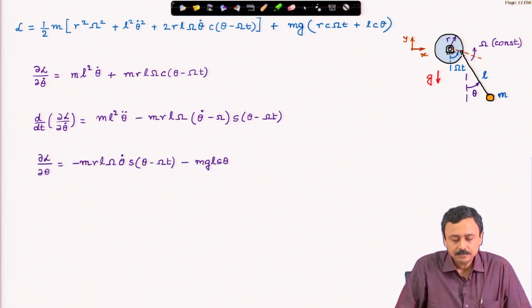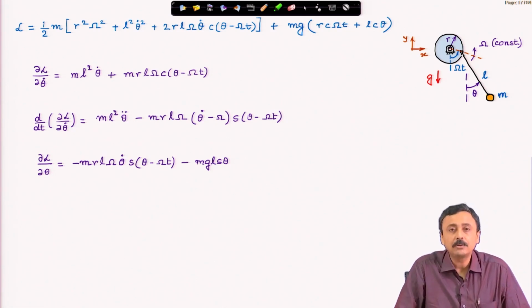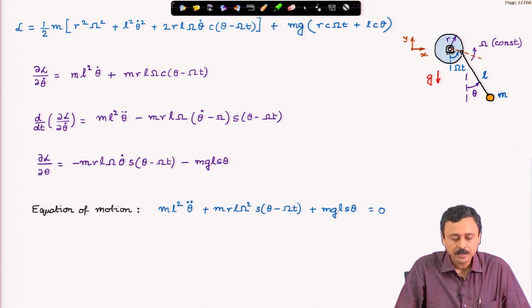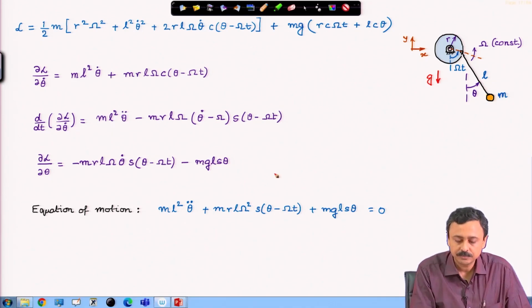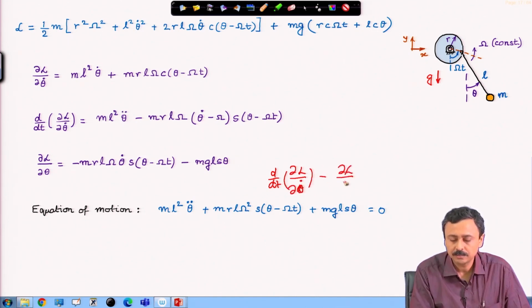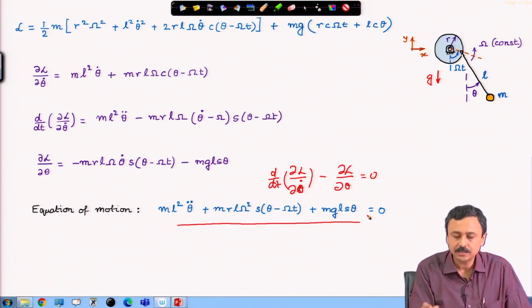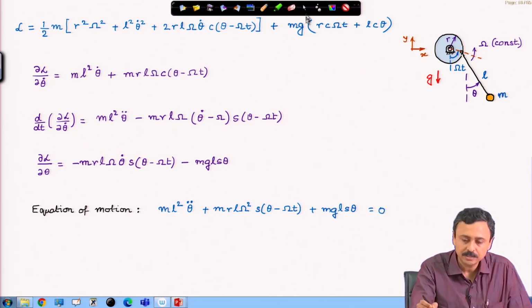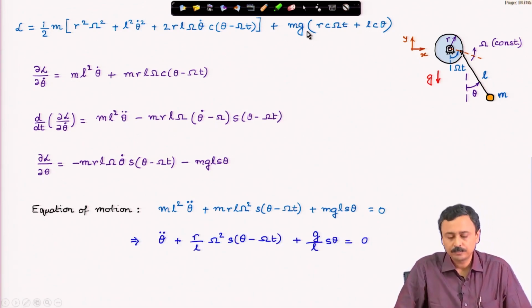Del L del theta, there are two contributions. We partially differentiate the Lagrangian with respect to theta and obtain this, and the equation of motion is nothing but d dt of del L del theta dot minus del L del theta is equal to 0, and that gives us this equation of motion. Of course, you can simplify it a little more.